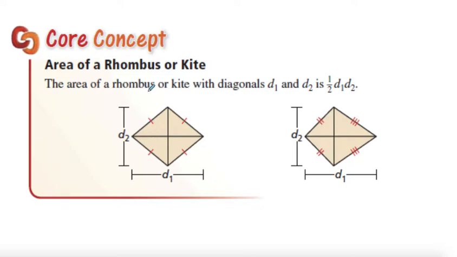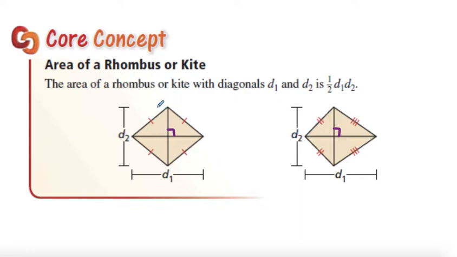Before we go into some problems, a couple of reminders about properties of these rhombuses and kites. If you remember from earlier this semester, we talked about these. One thing we talked about is that the diagonals are perpendicular to one another, so they intersect at 90-degree angles. So we're really going to have 4 right triangles in here.